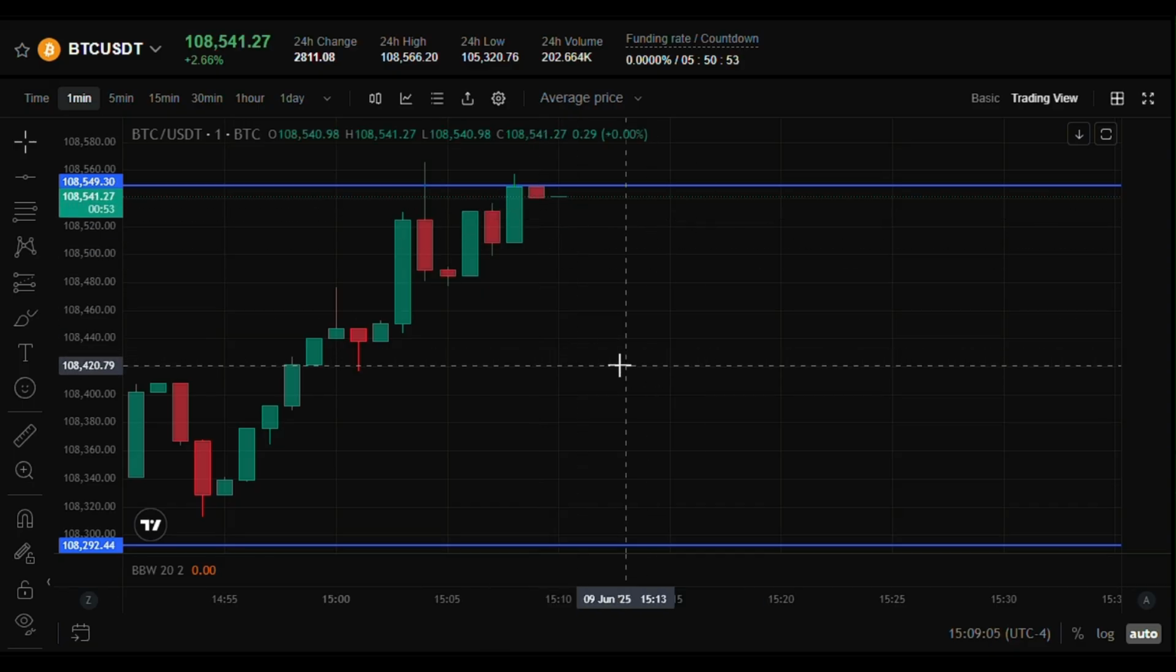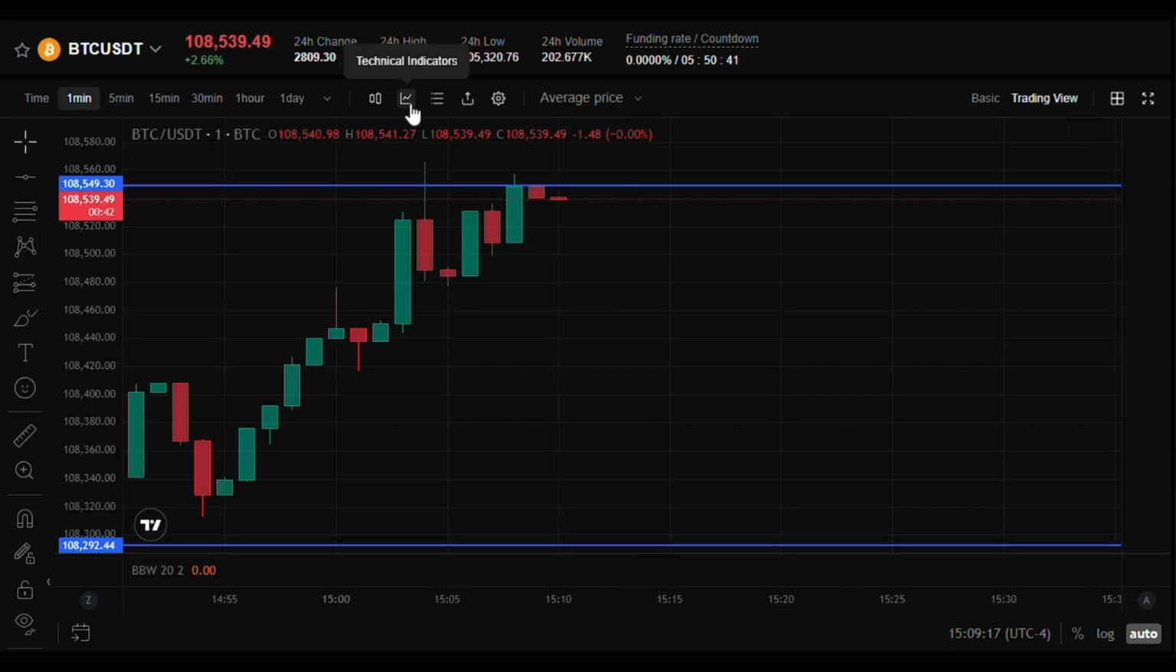If you want, at the midpoint, I do sometimes put an extra line here, or I'll run a Bollinger Band, a simple moving average middle line, which gives me where I'm looking for a bounce.